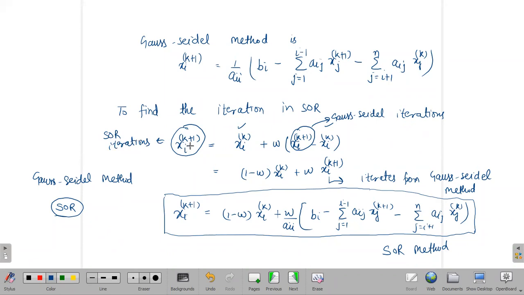Basically, you can skip this left hand side. First I'm taking the previous iteration of SOR, then plus omega times this expression. This is an error actually. This is a residual vector, x_i^(k+1) minus x_i^(k).